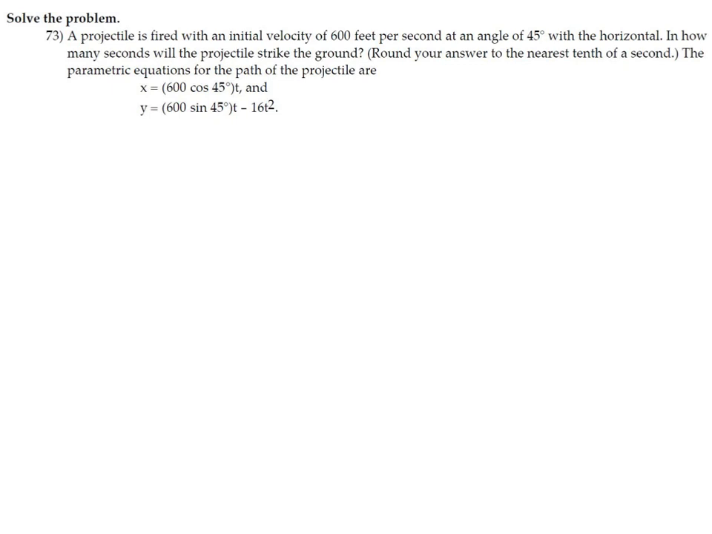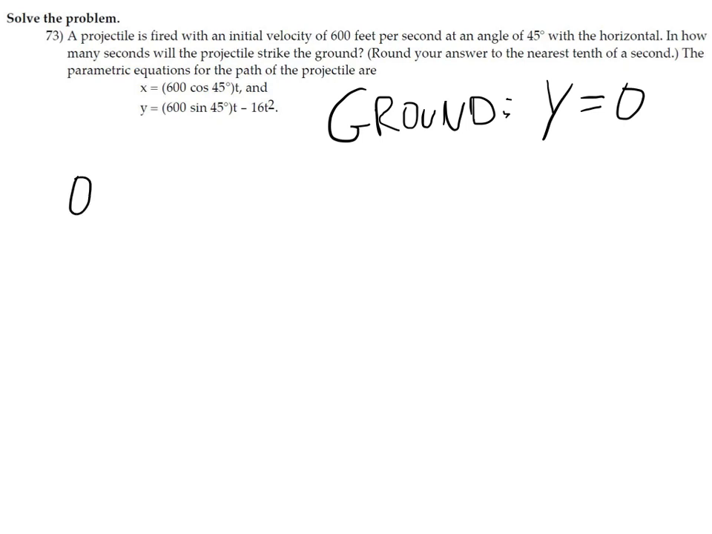Now the x variable has nothing to do with this problem. The y variable is the vertical component of this projectile. It just depends on how high up it goes, how long it'll be before it hits the ground. This question is not asking how far away from the cliff it's fired or whatever. It's just when it's going to hit the ground. So essentially, ground, y equals 0. That's really what this problem is. So we set y equals 0. We have 0 equals 600 sine 45 degrees t minus 16t squared.